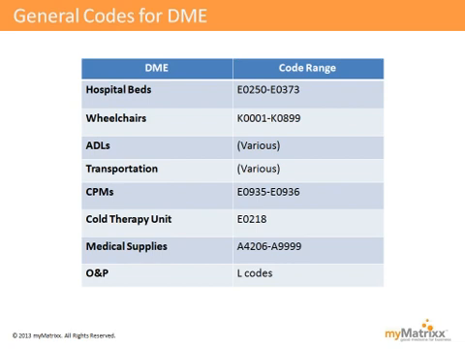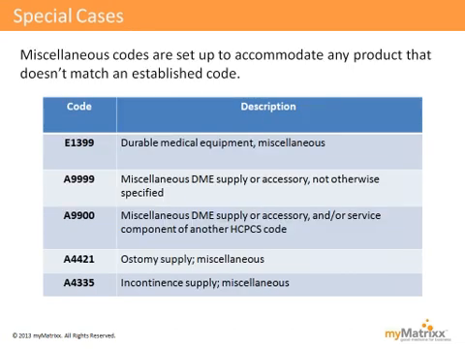ADL codes are various codes, transportation are various, and we'll talk a little bit more about coding here in a minute, some of the challenges with the coding. But CPMs, E codes, E0935, and the E0936. So medical supplies, A codes, O and P, L codes.